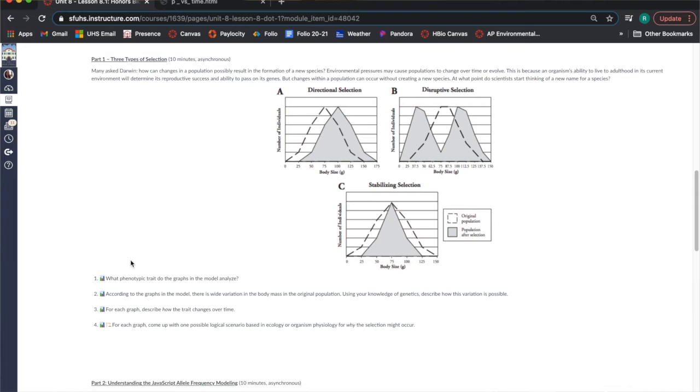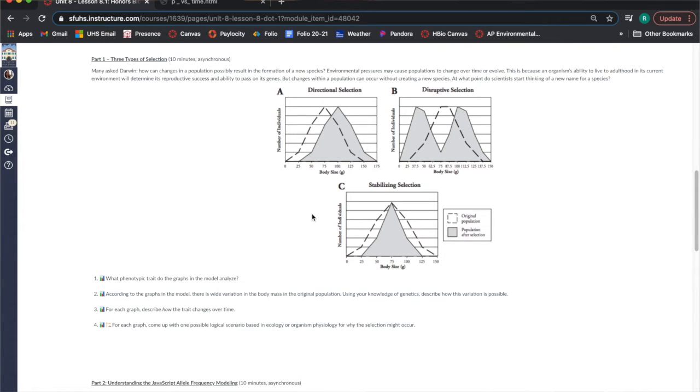So make sure you spend some time doing part 1, where we'll actually break down the types of selection and start to sort of see what the graph is looking at. In this case, we're looking at a different variable than color, which is body size, compared to the number of individuals in both directional, disruptive, and stabilizing.